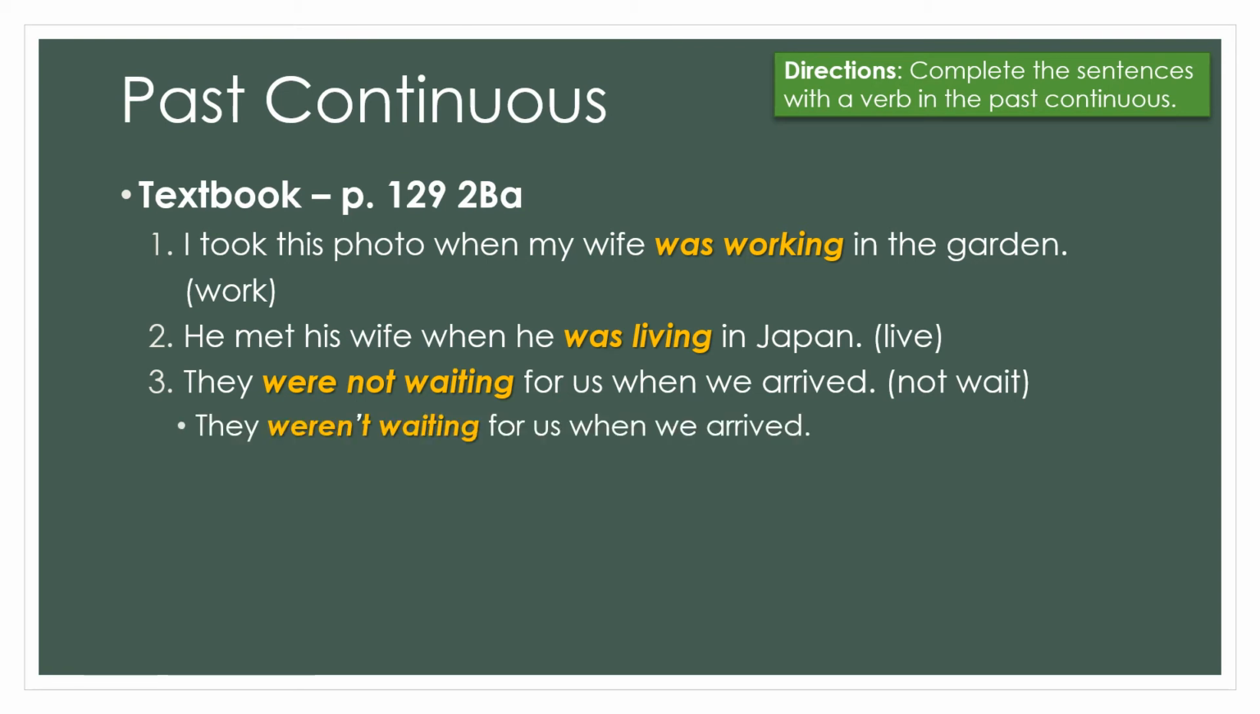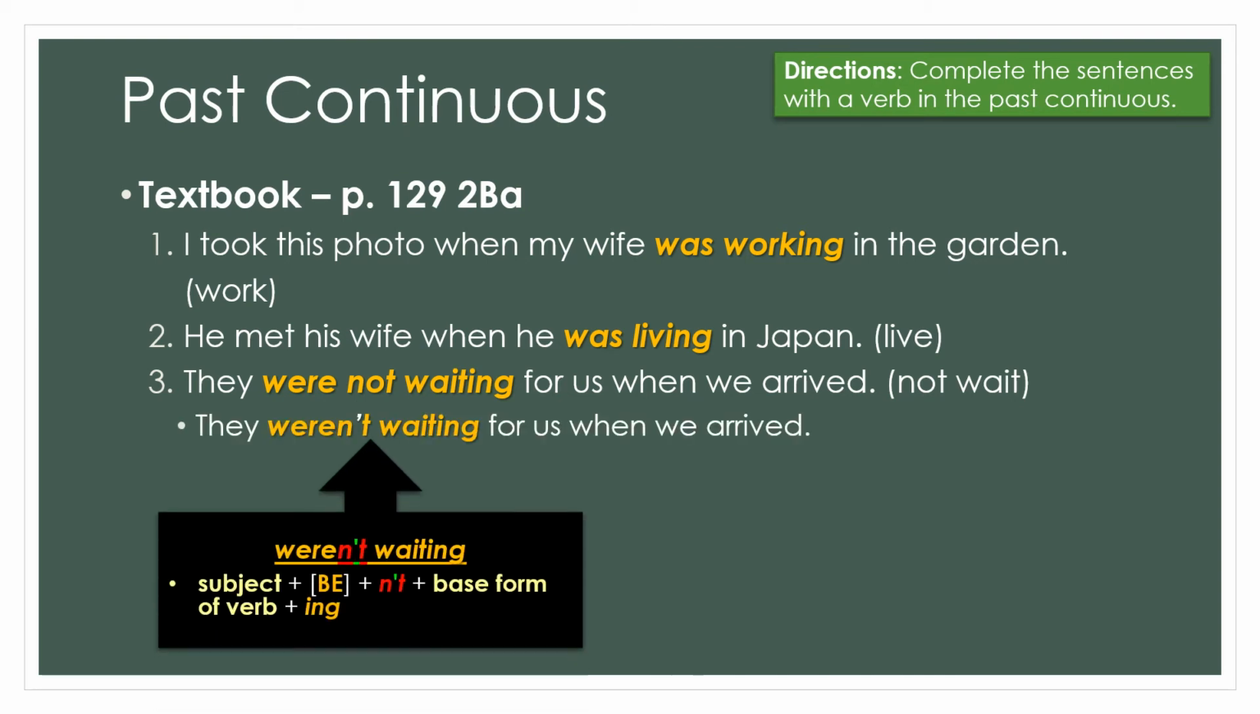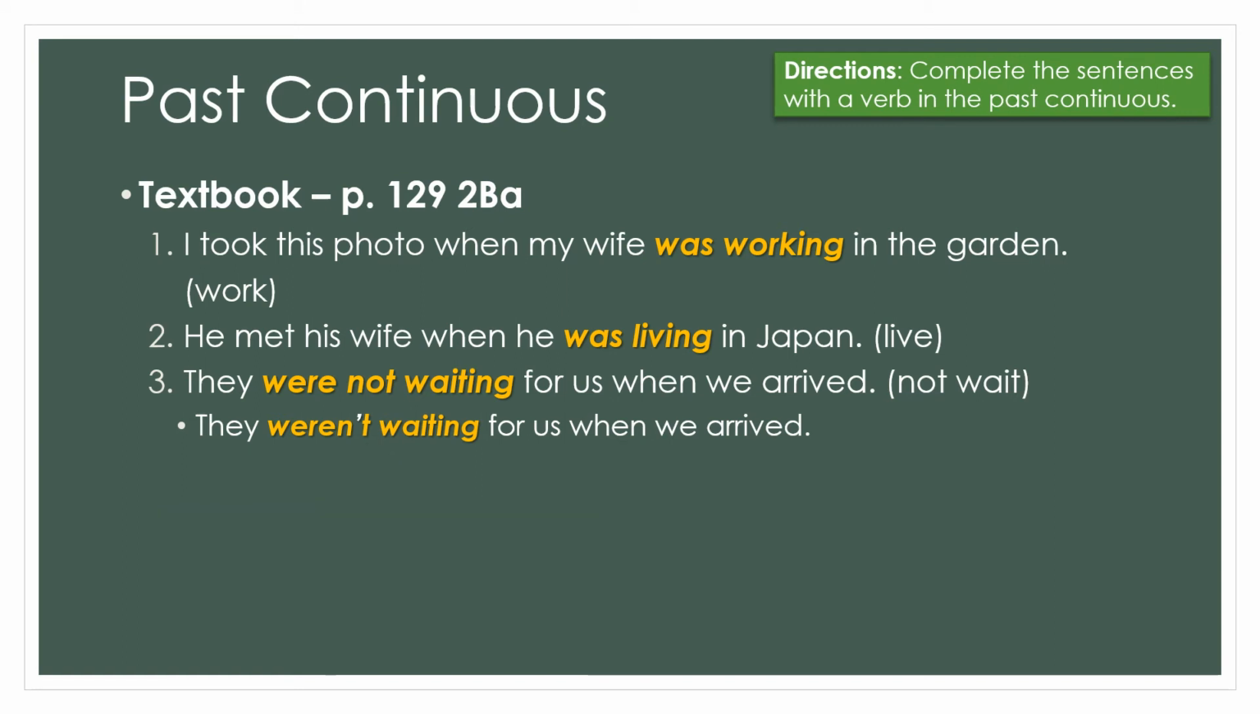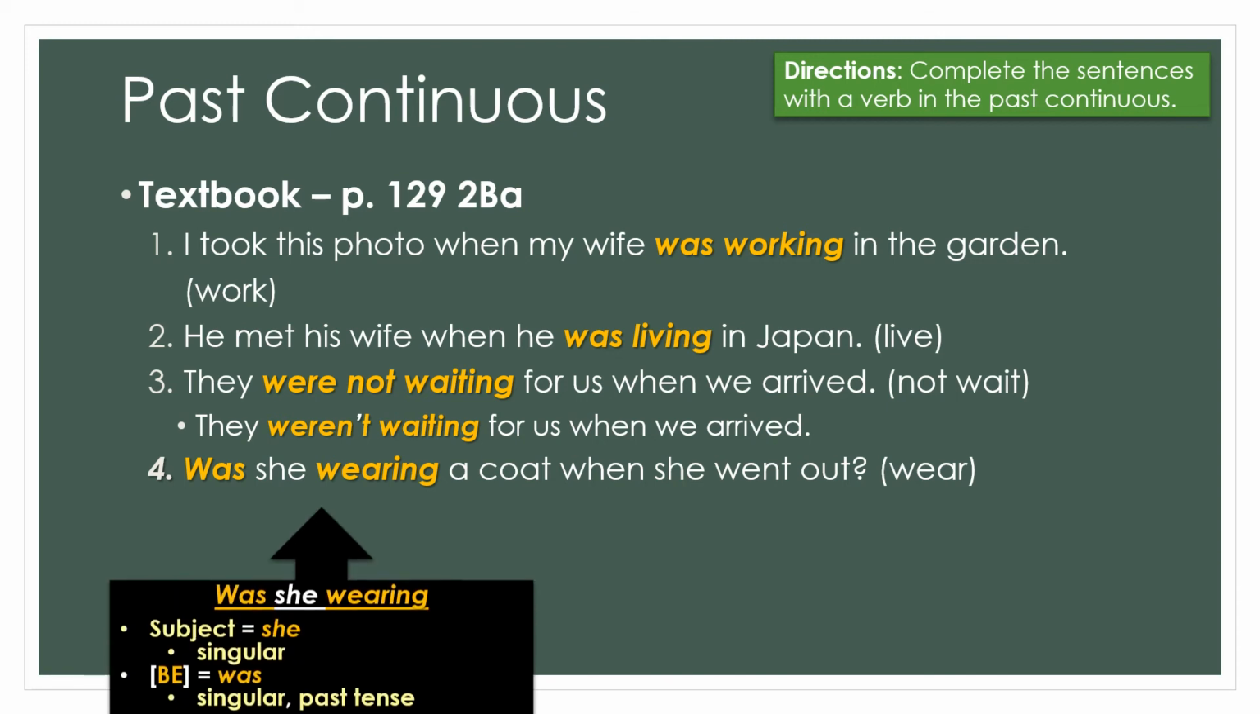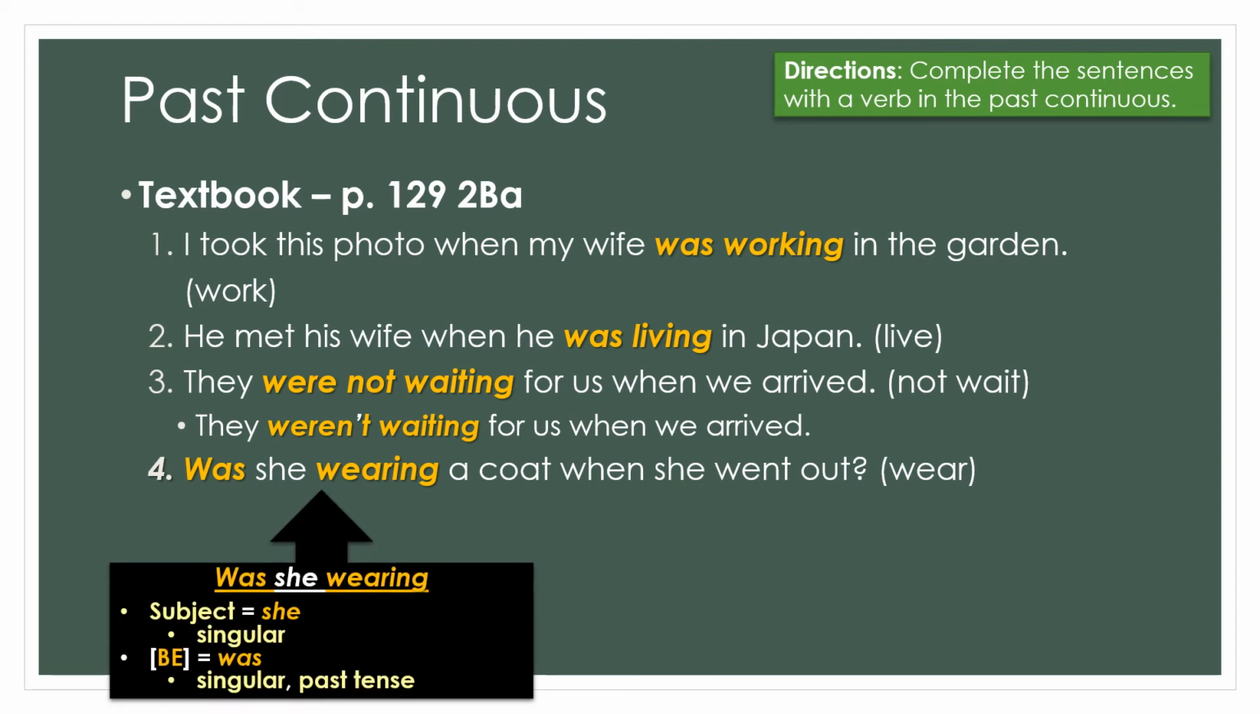If we want to make the form a contraction, we take the were and we contract the word not. So it becomes weren't. They weren't waiting. Number 4, was she wearing a coat when she went out? She is the subject and it is singular, so the appropriate form of the verb be is was, which is singular past tense.